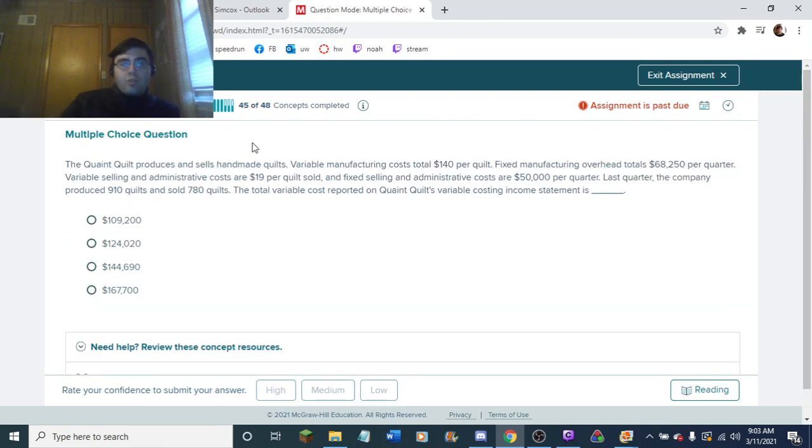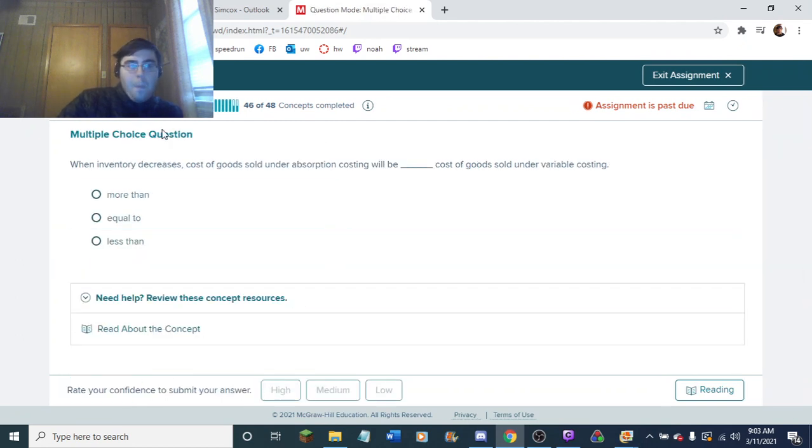What is the total variable cost? Times 780 plus. Oh wait, hold on. No, 140 plus 19 times 780 is 124.20. When inventory decreases.